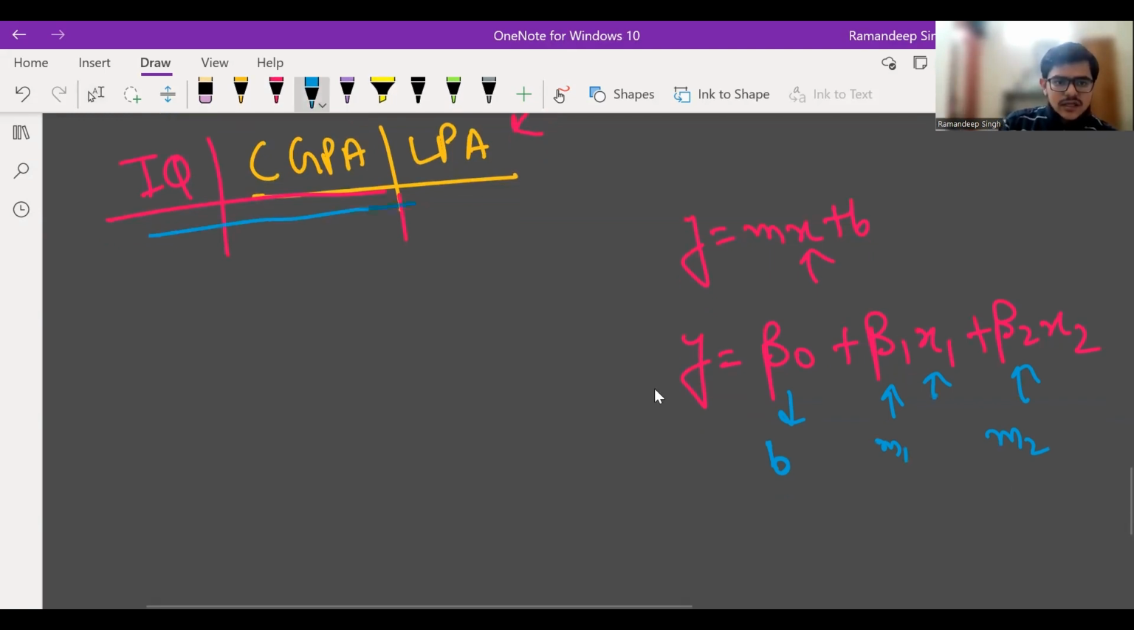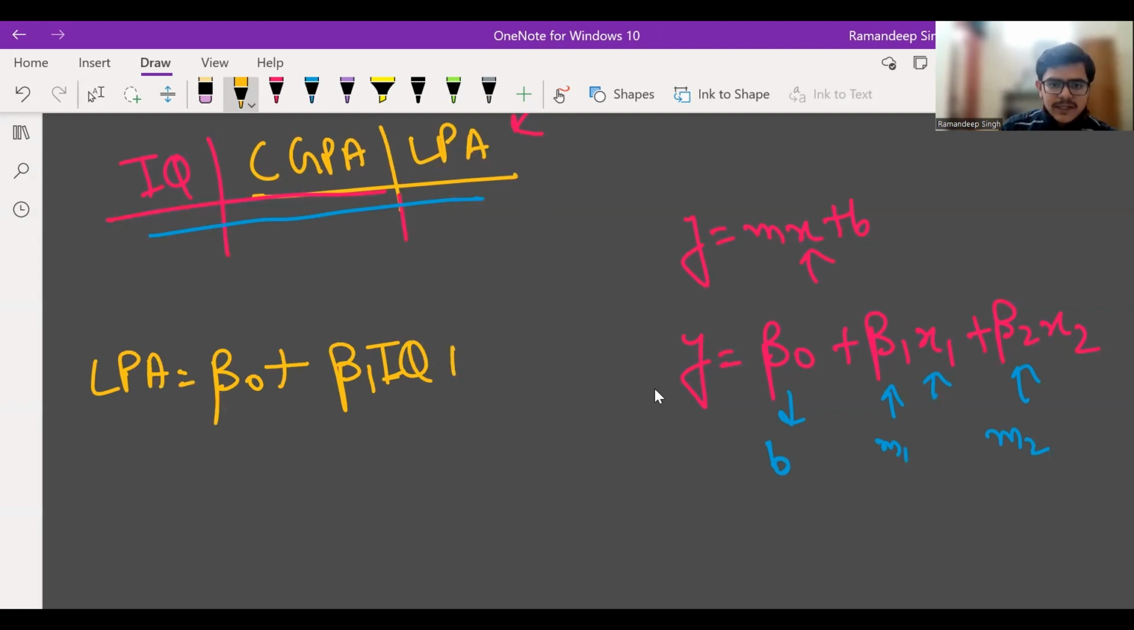So in terms of IQ and CGPA, I can rewrite this equation as y, or LPA, equals beta 0, which is my y-intercept, plus beta 1 multiplied by IQ, plus beta 2 multiplied by my CGPA, right? There might be a question: where do these beta 0, beta 1 and beta 2 come from? It is similar to how we optimized our loss function in my previous videos; by optimizing the loss function we got the values of the slope and the intercept. Similarly, we will formulate this equation into a loss function through which we will get the best values of beta 1, beta 2 and beta 0, which will minimize my loss function, right?